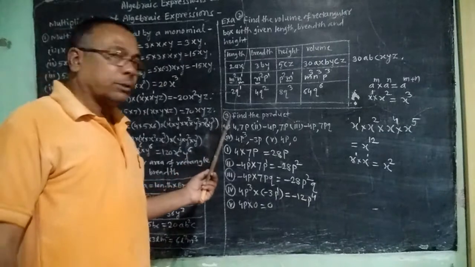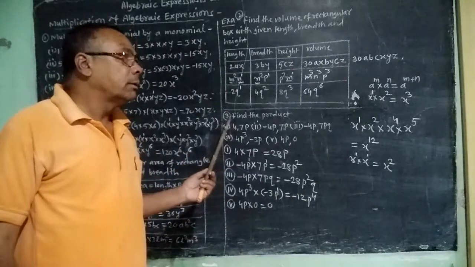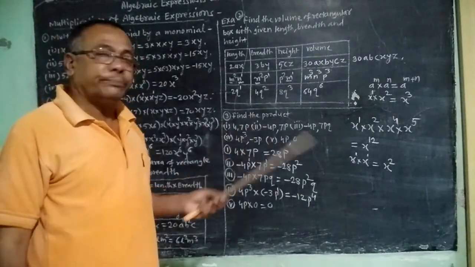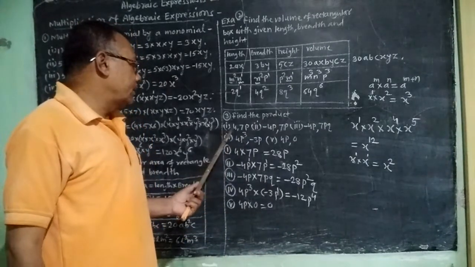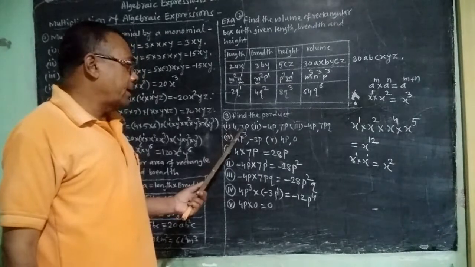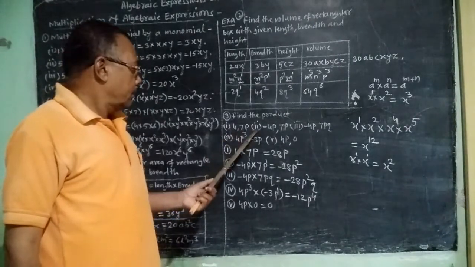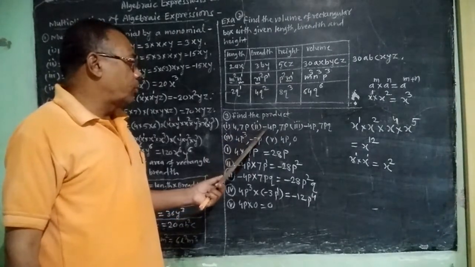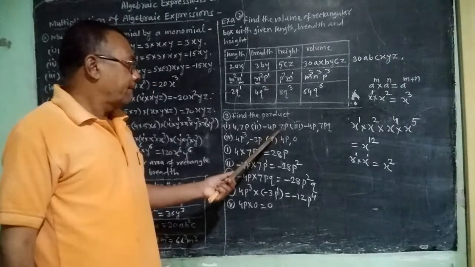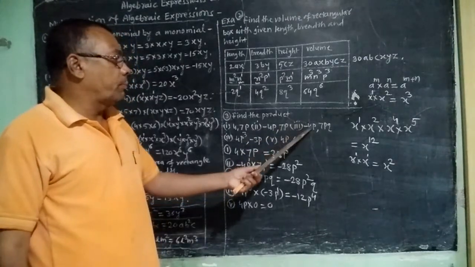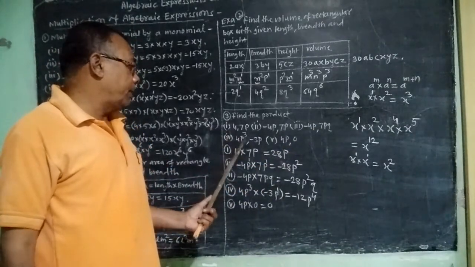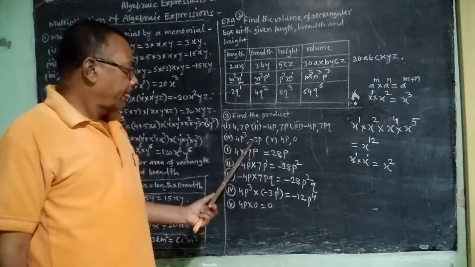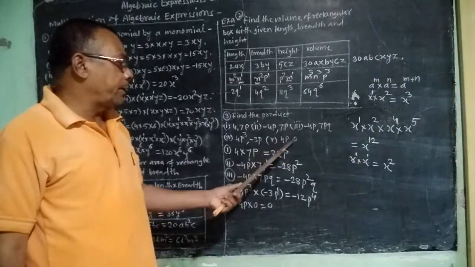Now in the third example, find the product. First example is given 4 and 7p. Second example minus 4p and 7p. Third example is minus 4p and 7p cube. Fourth example is 4p cube and minus 3p. And fifth example is 4p and 0.